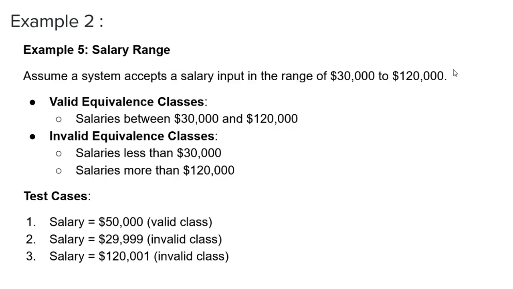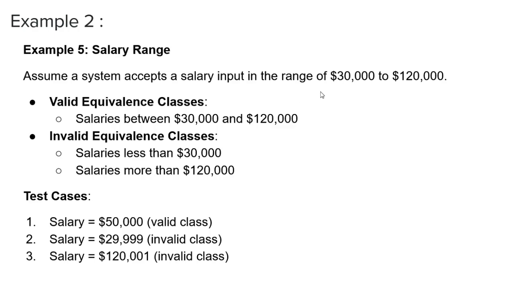So this is the range which is given, which is supported. This is the accepted range, and we have to test that system for different types of salary amounts. So what will we do here? We will use the equivalence class partitioning technique. We have just seen one example. Now let's understand how we will divide the classes.